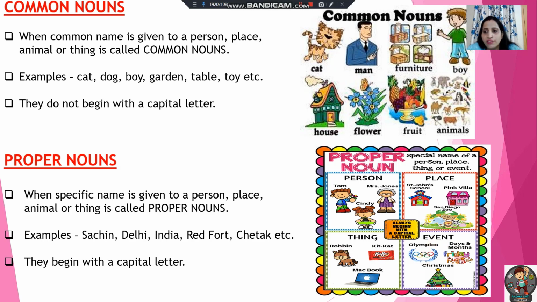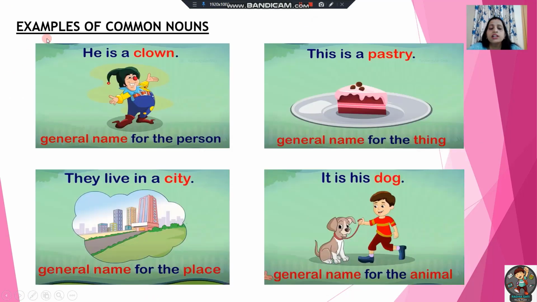Some names of the events. अगर हम सिर्फ events की बात कर रहे हैं तो event हमारे क्या होंगे common noun. But if we are talking about any particular event, हम किसी एक special event के बारे में बात कर रहे हैं, like here we are talking about Olympics, so this will be our proper noun. Similarly, Christmas. If we are talking about a particular festival, so the names of the festivals will also be proper noun.